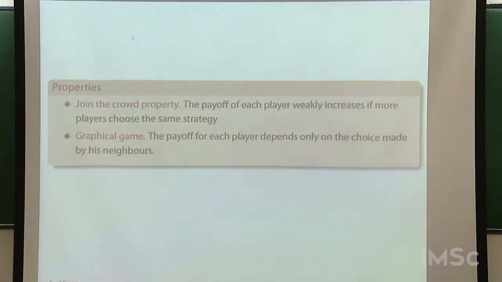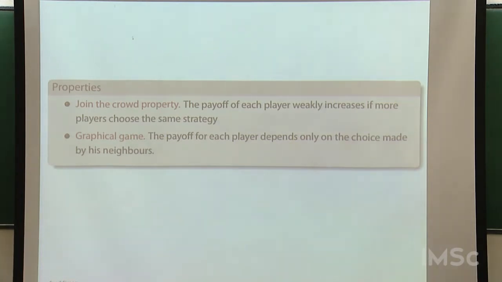This model of course satisfies the join the crowd property, which is that if a player chooses the same product that you've already chosen, then there's no way he can push down your utility. It also defines a neighborhood structure on the set of players. In the game theory literature, this is often called a graphical game.